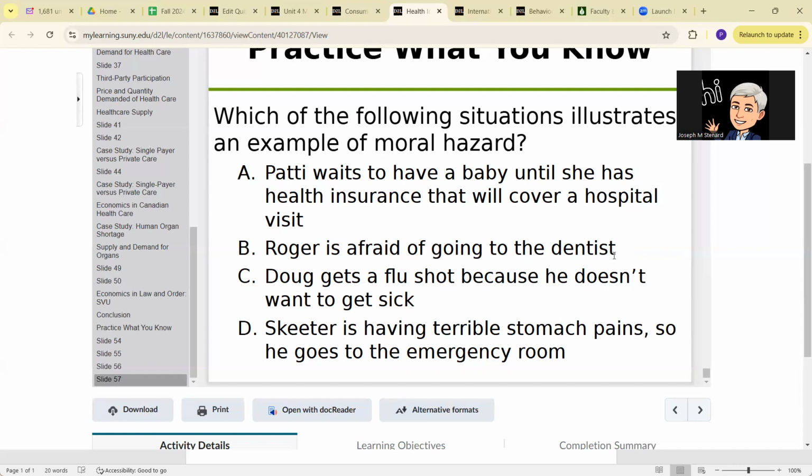Roger is afraid of going to the dentist? No. Doug gets a flu shot because he doesn't want to get sick? No. Skeeter's having terrible stomach pain, so he goes to the emergency room? No. So I guess for this, not quite on the scale of the bank bailout, but that's the answer they're looking for on this one.